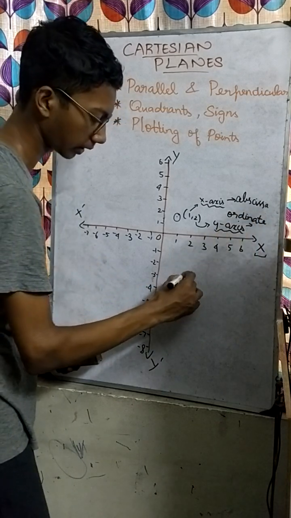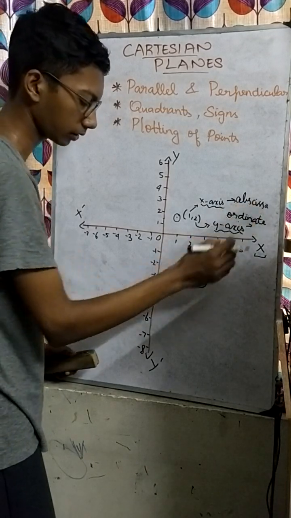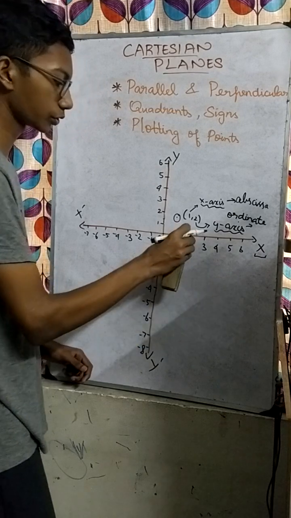So let's say we have a point like -4, 5. Here -4 is the abscissa and 5 is the ordinate. So that is the thing with abscissa and ordinate.